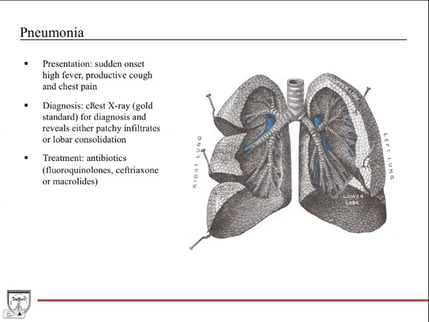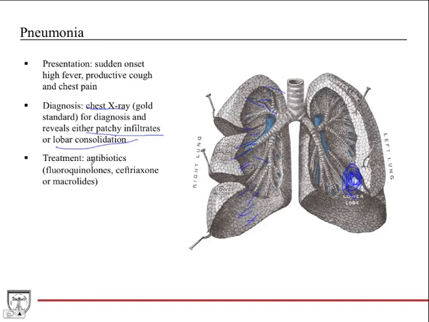The gold standard for diagnosing them is you get a chest X-ray, and it often reveals either patchy infiltrates, which is just patchy looking spots like this, or a lobar consolidation, which would be a nice mass of consolidation in one of the lobes of the lung. That would be, for example, in your aspiration pneumonia, or if you have a colony of bacteria growing in one particular segment, that would be your lobar consolidation.